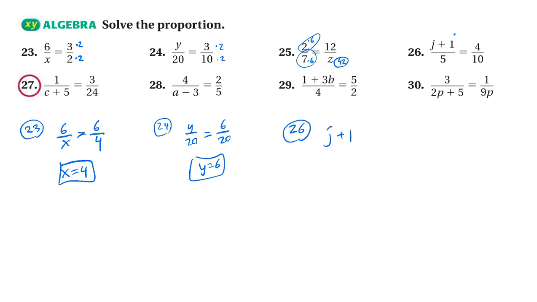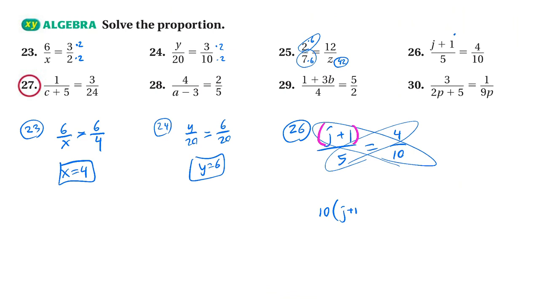So we get j plus 1 over 5 equals 4 over 10. Okay, now I could always reduce this right side to be 2/5. I'm not going to right now. I'm just going to go classic. I see no elegant shortcuts. So I'm going to cross multiply this times this, remembering that there's implied parentheses here. So what I get then is 10 times parentheses j plus 1 equals 4 times 5.